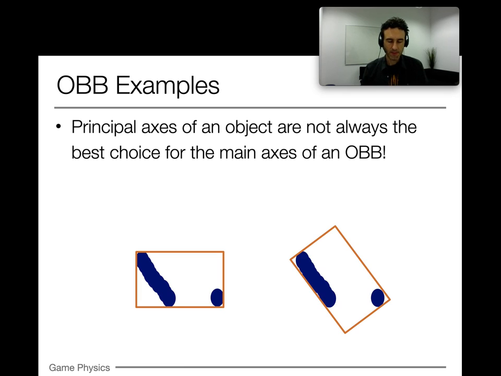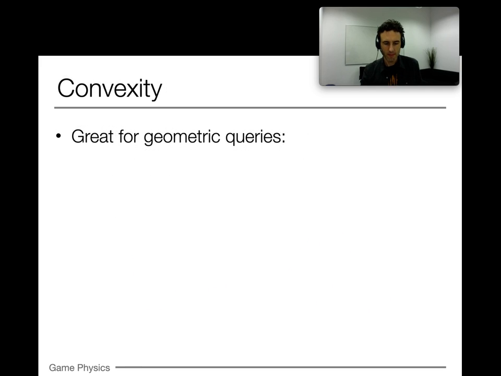This last part, I want to start with one topic that is actually quite crucial for collision detection, and that's convexity. You might have noticed that all the shapes we have looked at so far are fairly simple.